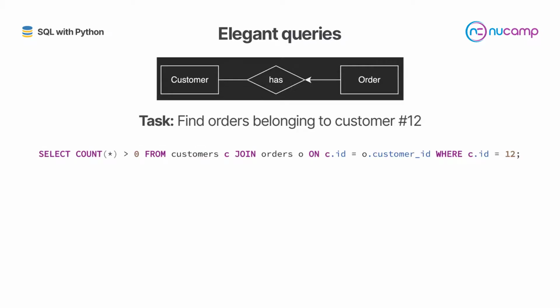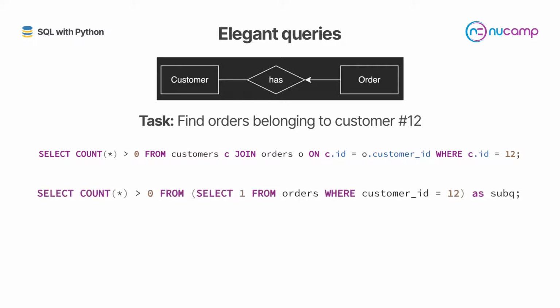This query works. With this, we are counting the number of records in a join between orders and customers for a customer ID of 12. And then we are checking for counts that are greater than 0. But hang on, if the orders table already has a customers underscore ID column, then why do we need to involve the customers table at all? Let's try this again. Here we have a similar approach in which we still filter the customer IDs, but we eliminate the need for a join by using a subquery.